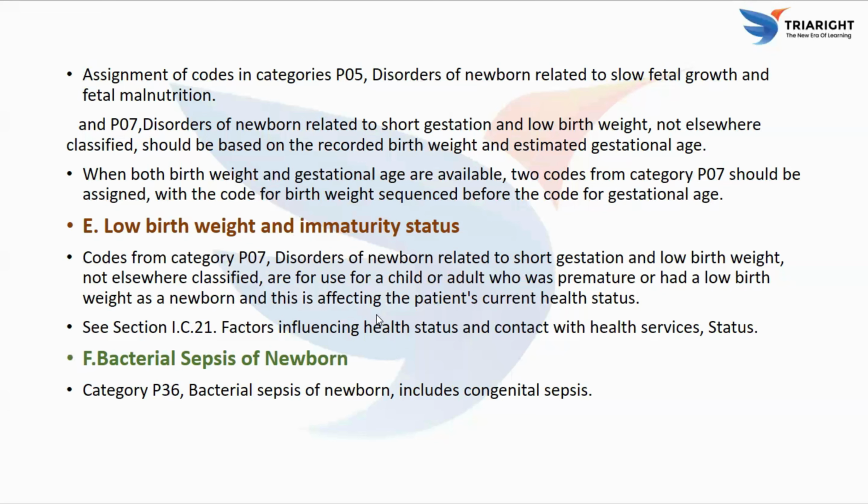So next guideline is about bacterial sepsis for newborn. So category P36 includes bacterial sepsis of newborn and congenital sepsis, that is infection present at the birth. So sepsis in newborns is serious and it must always be coded when diagnosed. So what is the example of a newborn sepsis? A newborn has fever and positive blood culture showing E. coli infection. So you have to assign P36.4 category code, which describes the sepsis of newborn due to E. coli.